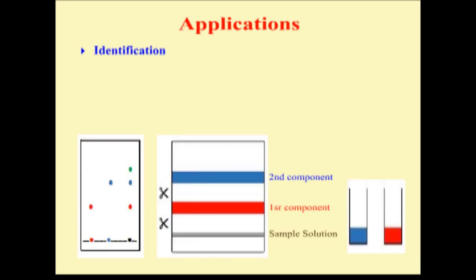Application. First of all, identification. The same compound will travel the same distance, so they will have the same RF value, and that way identification can be done. Purification. First of all, you can know the purity using a TLC plate. If it has impurity, then it will show more number of spots. If it is a pure sample, then only one spot will be developed, and that way purity can be checked. And after checking the purity, on the basis of their RF value, they can be purified.